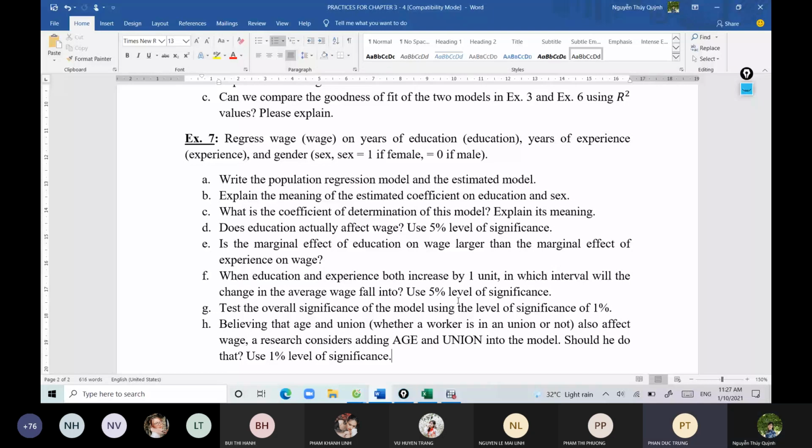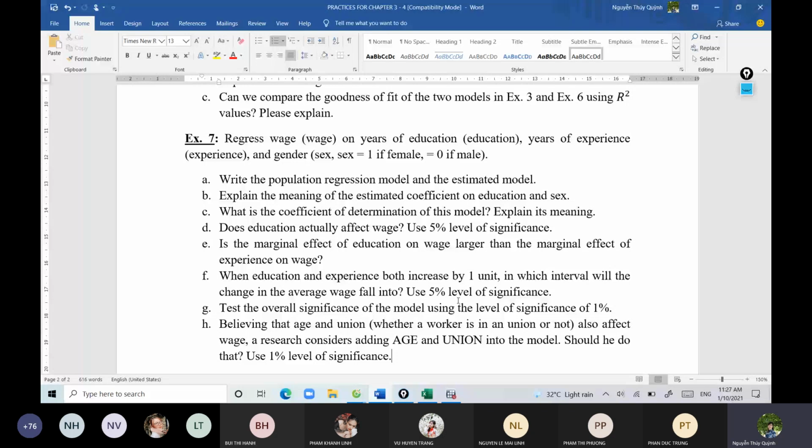It means that we want to test if beta 1 is greater than beta 2. It means that beta 1 is statistically larger than beta 2. So here you have to conduct a test like this.